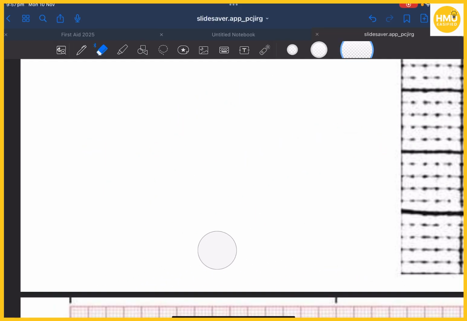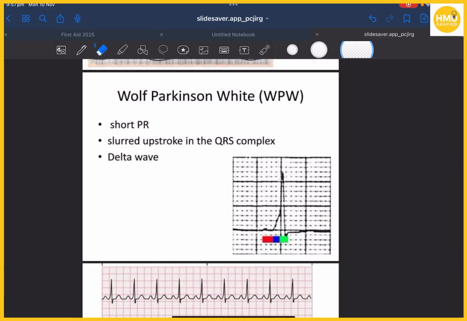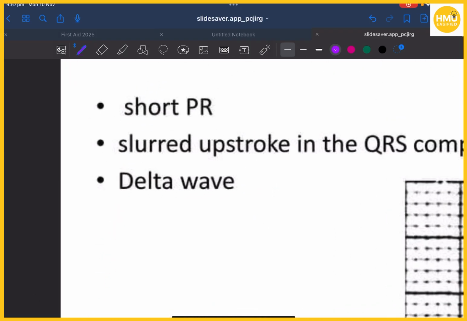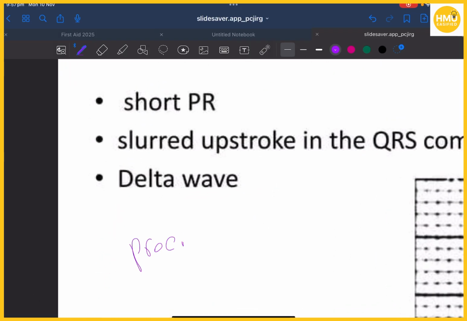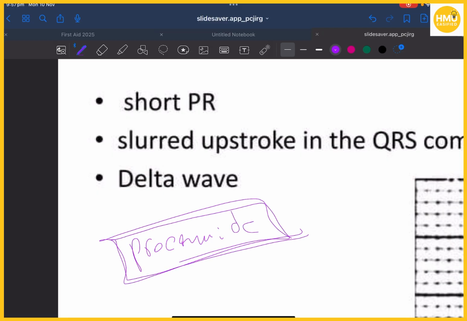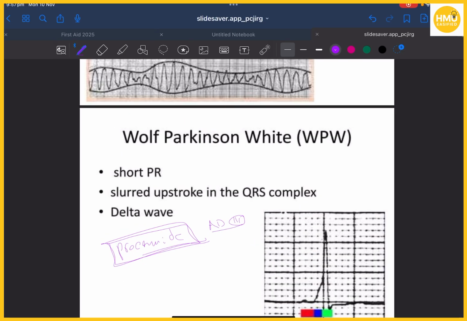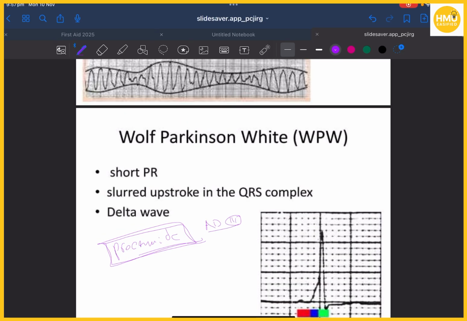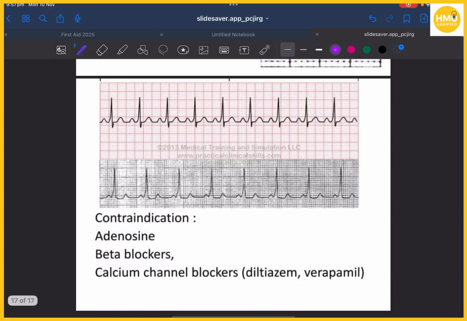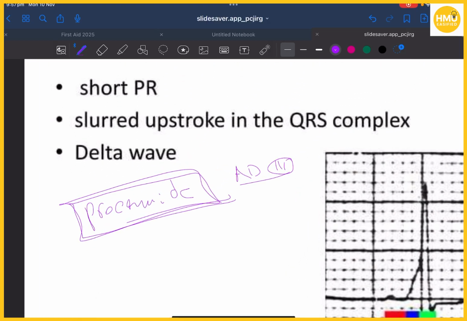And what's the drug used for Wolff-Parkinson? It comes in the exam a lot. It's not written here. It's called procainamide. This is obviously an antiarrhythmic drug, class 1, if I remember correctly, used in Wolff-Parkinson disease. And one of the very important side effects is SLE-like syndrome.